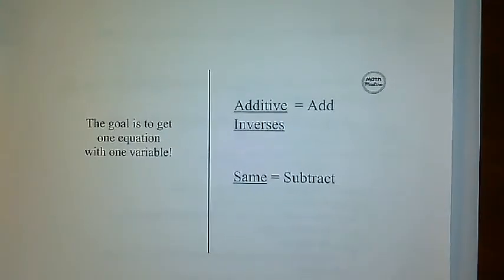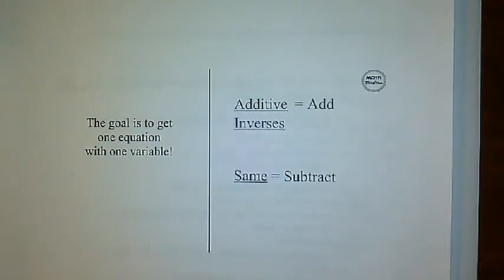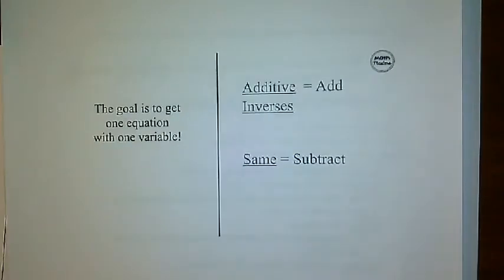So the goal of this is to get one equation with one variable. With substitution, we actually solved for one of them and then replaced it into the second equation. What we're going to do here is either add or subtract. If we are adding, we are going to be looking for additive inverses. Remember, additive inverses are opposites.